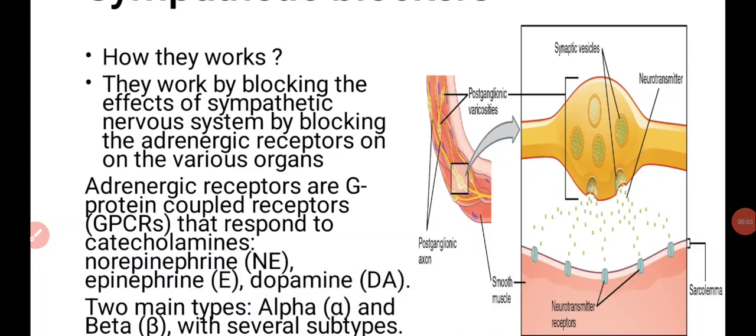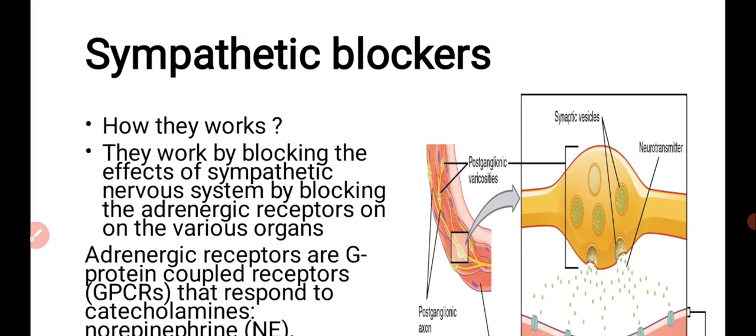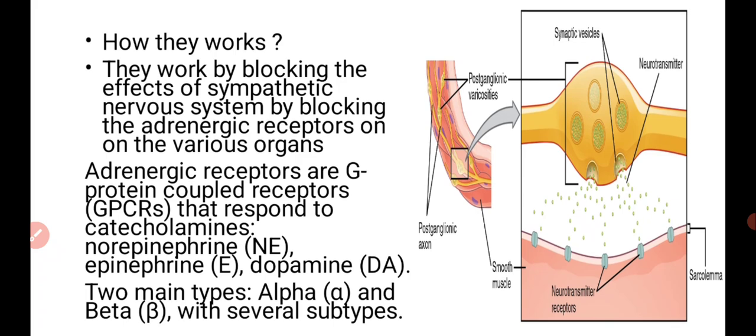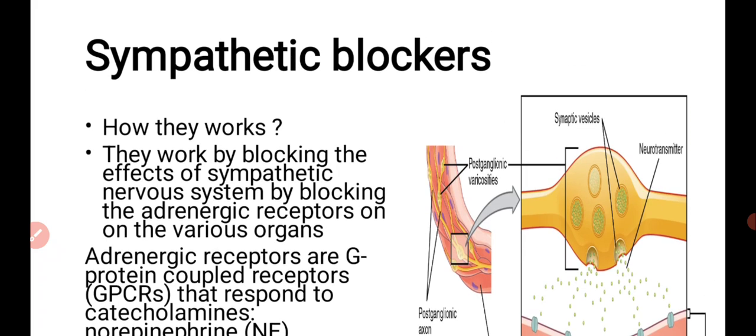Hello everyone. In this class we'll continue with another class of antihypertensives, the sympathetic blockers. Here in the sympathetic blockers we'll discuss the beta blockers, and we'll continue with the alpha 1 blockers, and then the central sympatholytics. Before that, we should know what we mean by sympathetic blockers.